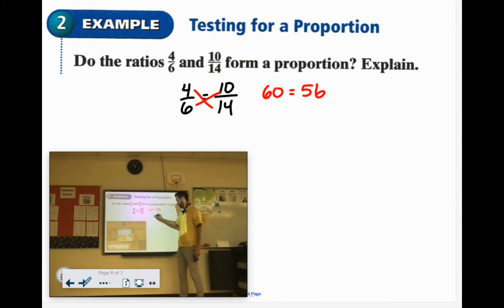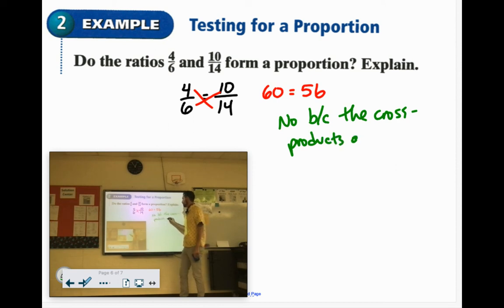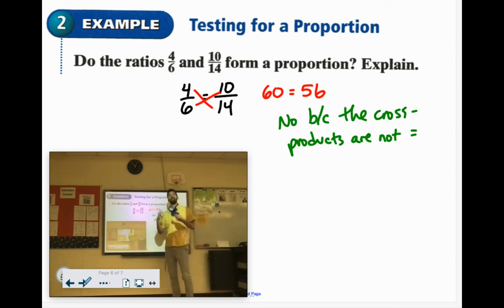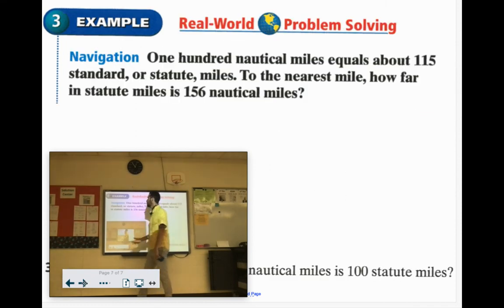So we would just say no, because the cross products are not equal. And part of the definition of a proportion is the cross products are equal to each other. That's how we're able to solve them, because we know they're equal.